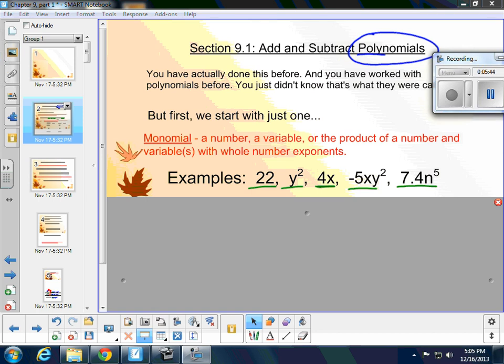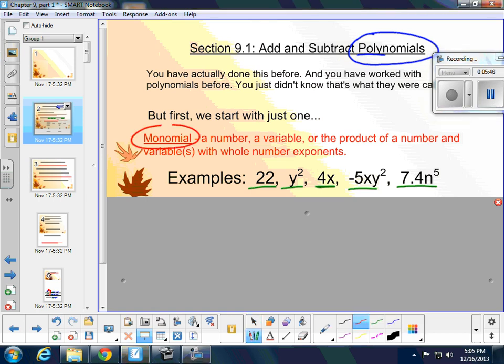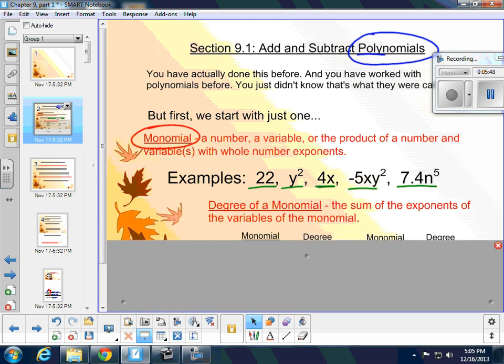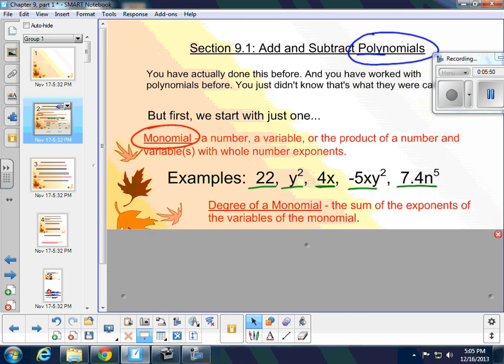But going back to just monomials, like one term by itself, we also talk about the degree of a monomial. And that is just the sum of the exponents of the variables of a monomial. So what I'm looking at is the exponents of the variable part. In one like this, y squared, it says the sum of the exponents, so I don't really have any to add together. It's just that one term by itself. So the degree of a monomial is just whatever the exponent is. In this case, it'd be 2.